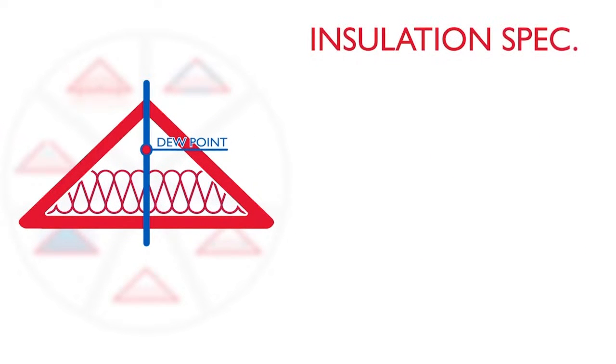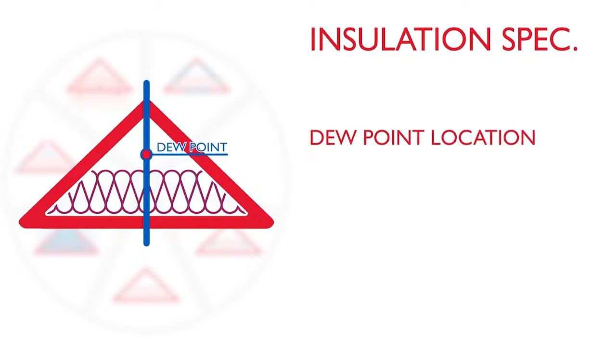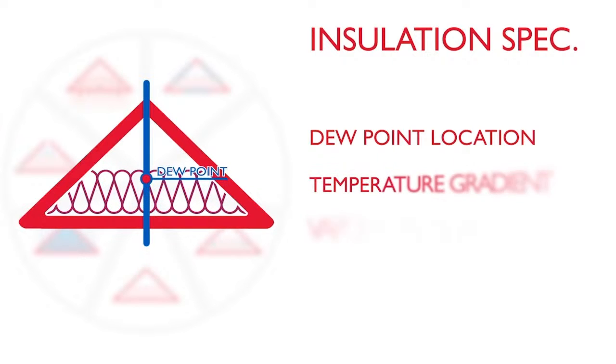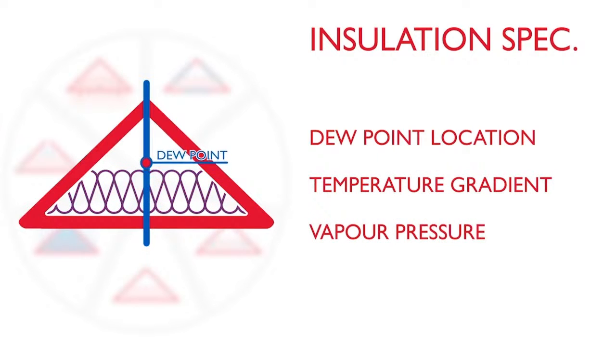Insulation specification. The dew point temperature associated with roof design is the point at which the warm, moist internal air cools sufficiently to lose its ability to carry moisture. This is the point at which liquid condensation will form. The location of the dew point within the roof structure is therefore a critical factor in assessing the performance of the roof.